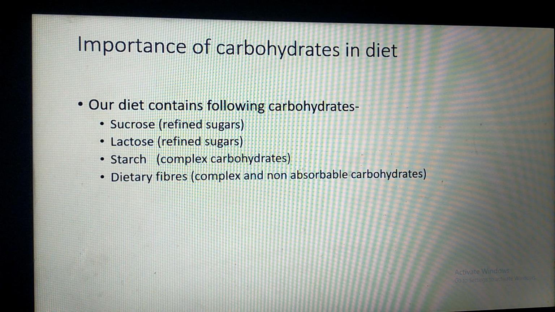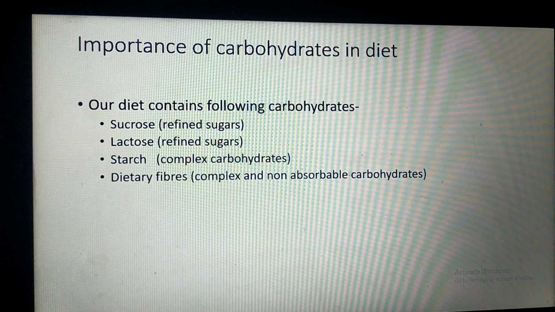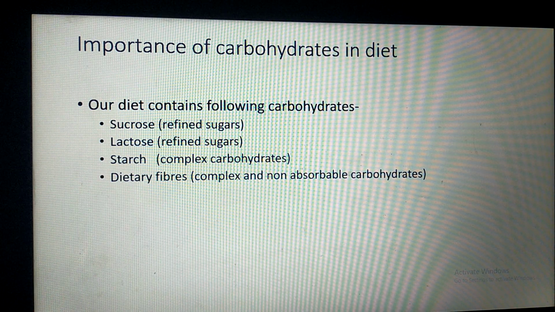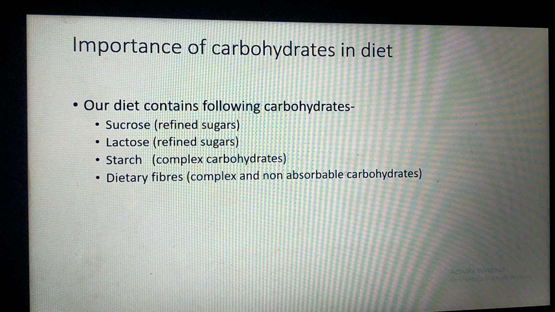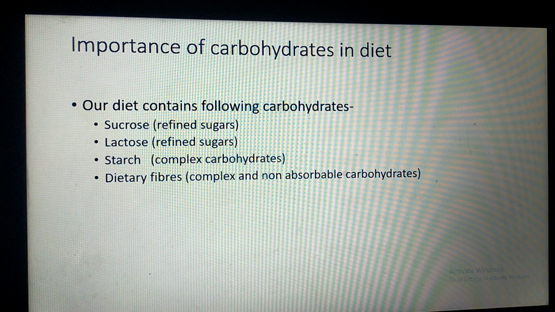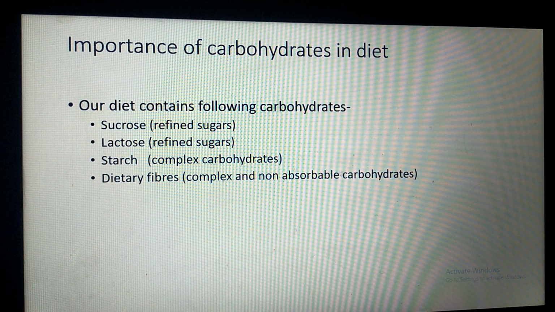First is sucrose, which is also called as table sugar. It is a disaccharide, therefore it is a refined sugar. Then lactose, which is called as milk sugar. It is also a disaccharide and therefore it is a refined sugar. Starch, which is made up of many monosaccharides, so it is called as complex carbohydrate. And dietary fibers, these are the substances which are not absorbed in the alimentary canal because they are not digested.